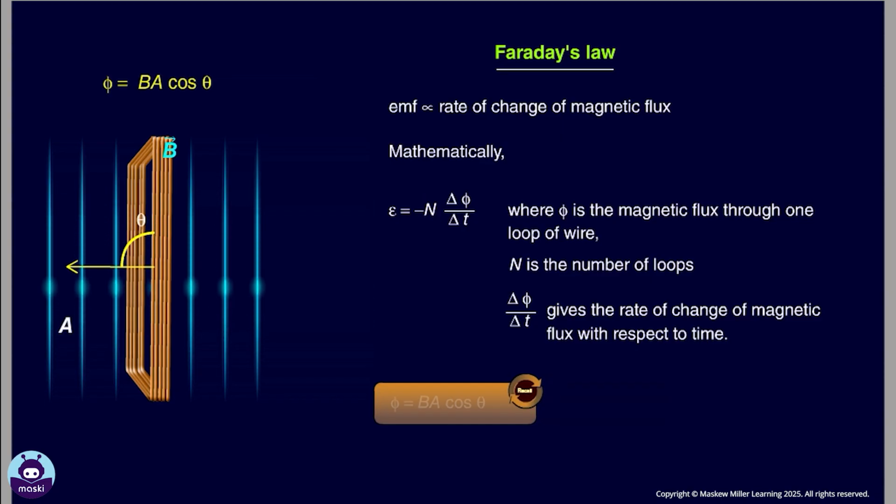Recall that the magnetic flux is given by phi equals BA cos theta, and it therefore changes when either the magnetic field, the area of the loop, or the angle between the field and the normal to the loop changes.